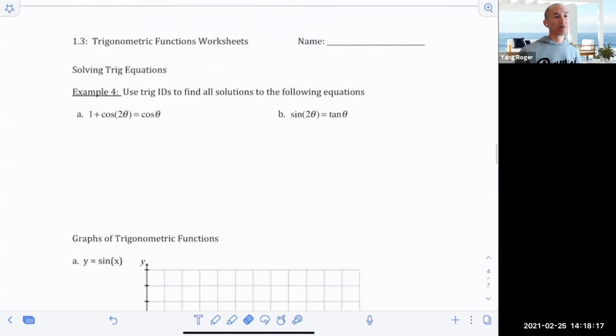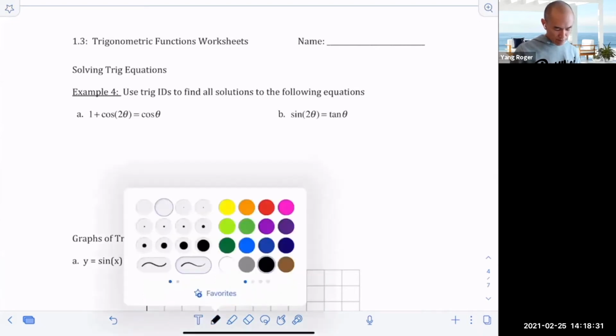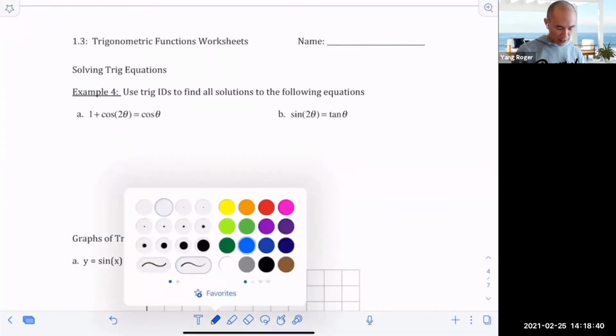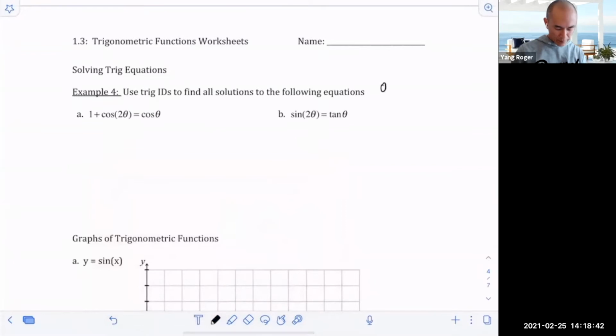Let's talk about solving these trig equations over here. Okay, so let's try to solve each of these equations. I see this cosine 2 theta over here. Let's solve it so that theta is between 0 and 2 pi. Okay, so we're not going to write every single solution.